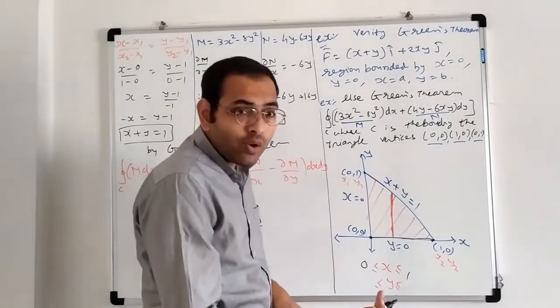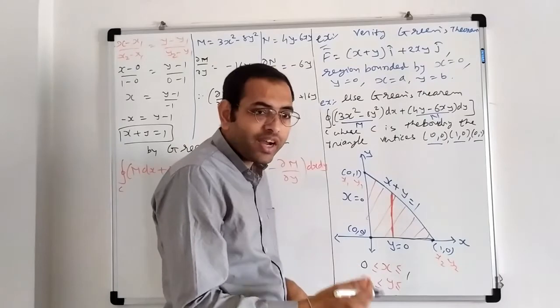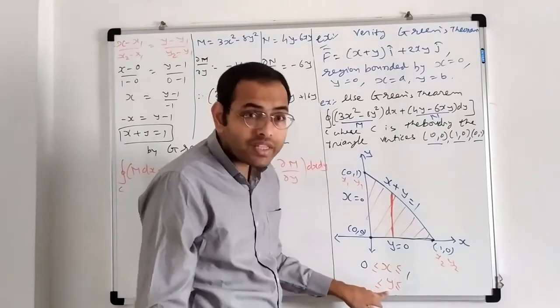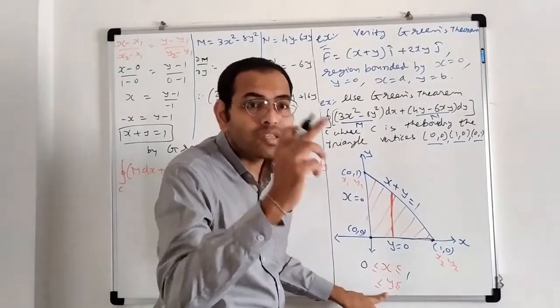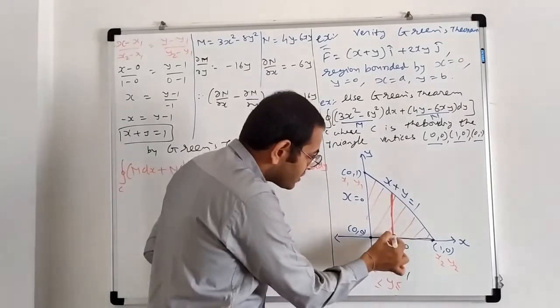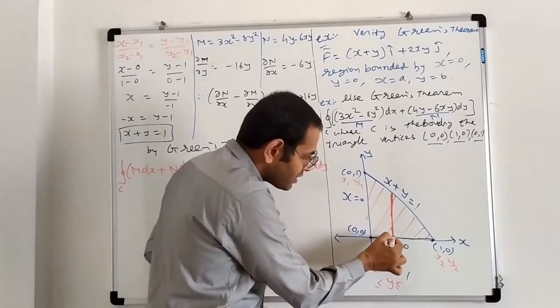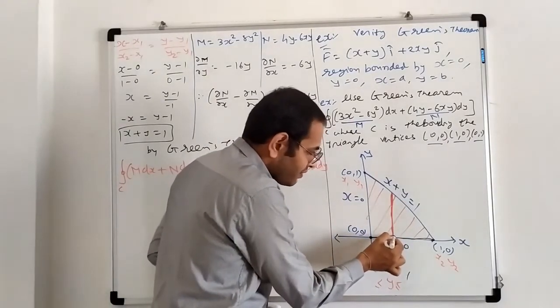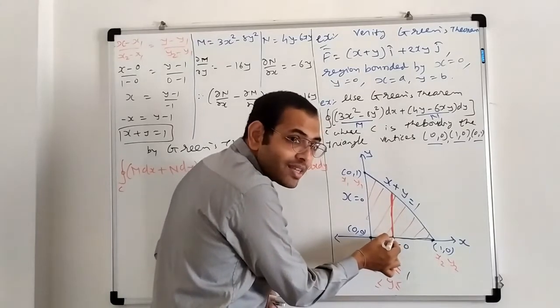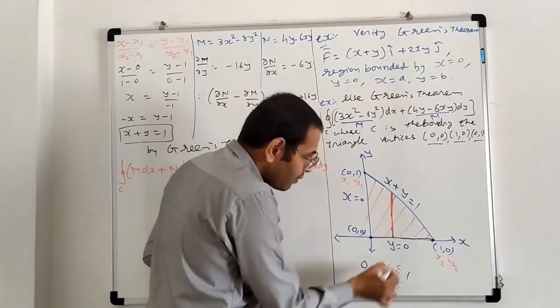Now for the perpendicular limit, we find the limit of y, which is measured on this strip. The lower limit of the strip touches the x-axis, and on the x-axis the value of y is 0, so here 0.